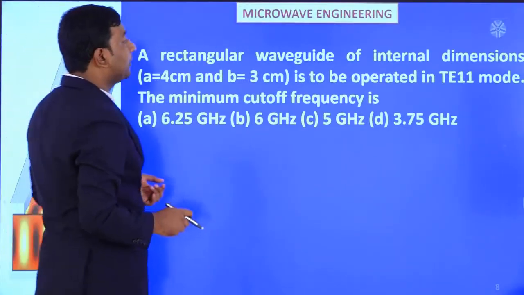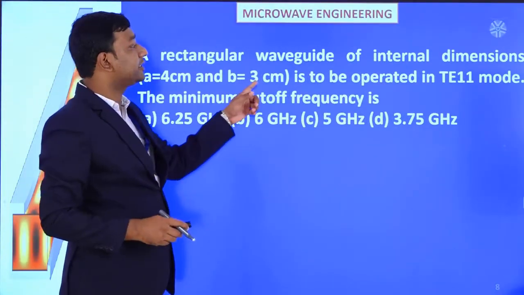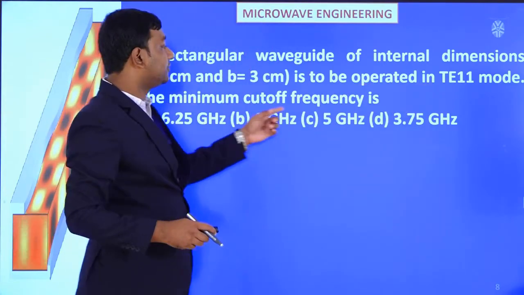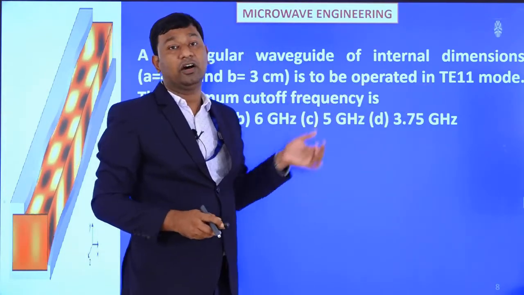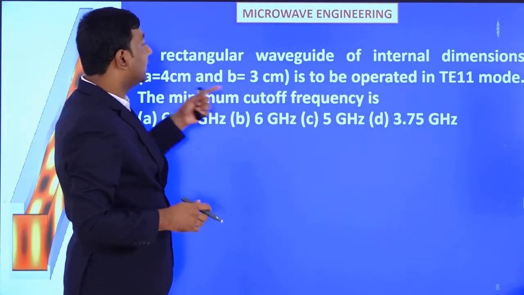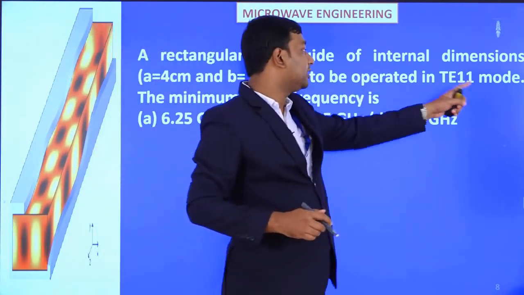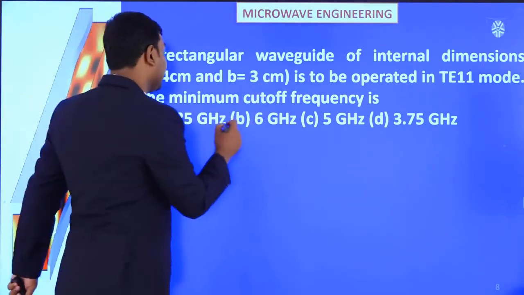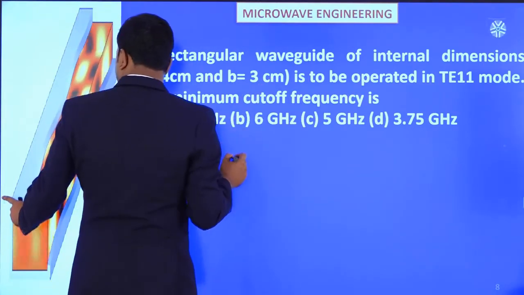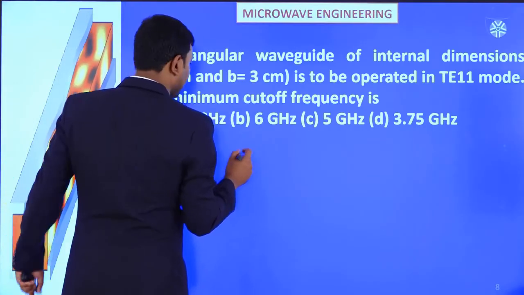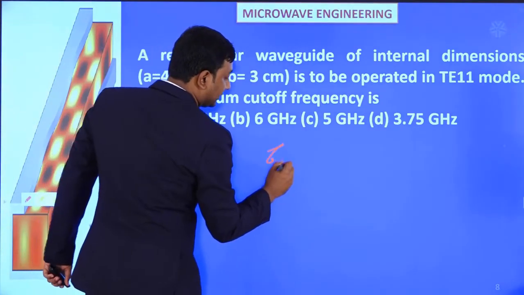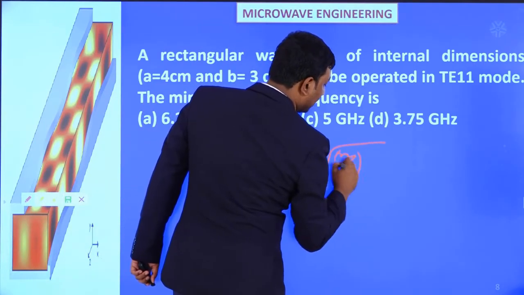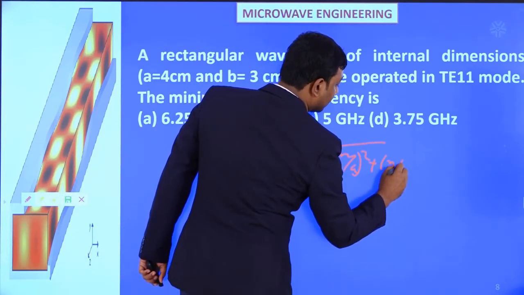So a rectangular waveguide of internal dimensions A and B is given, to be operated in TE10 mode. The minimum cutoff frequency is. So you should find out the value of FC for M equal to 1, N equal to 1 and A equal to 4 and B equal to 3. So we'll use this particular equation, that is FC equal to C by 2 root over (M by A) whole square plus (N by B) whole square.